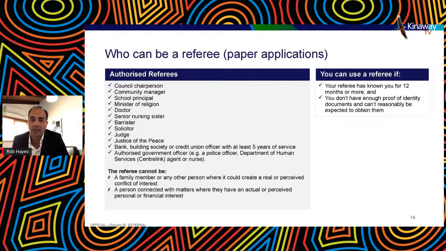The referee can't be a family member or any other person where it could create a real or perceived conflict of interest. And it can't be a person connected with matters where they have an actual or perceived personal or financial interest. It needs to be an independent third party providing the referee.